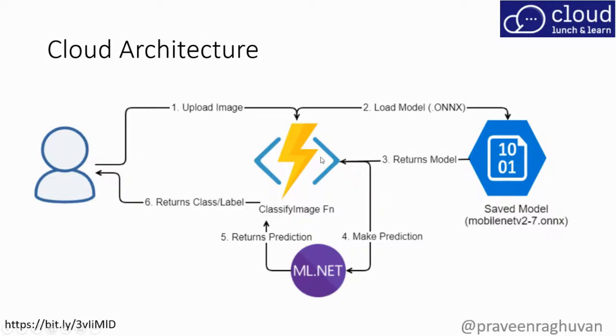It returns the model file. So this is your .onnx file that gets written. Once it is written, we'll feed it into the ML.NET framework to make the prediction of what is present in the image. So it makes a prediction and gives you the label or the class, like what kind of object is present, and we give it back to the client, which is nothing but Postman here.